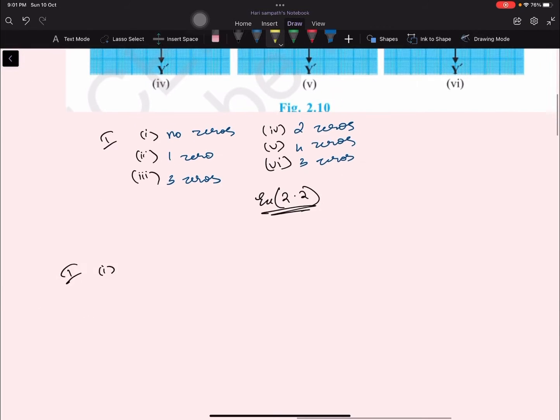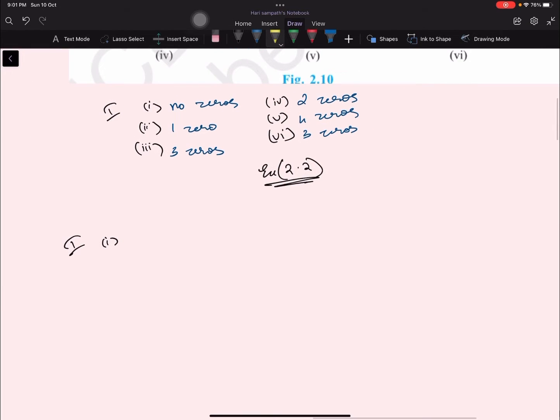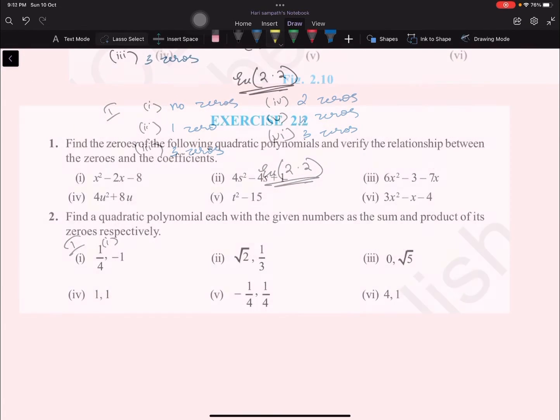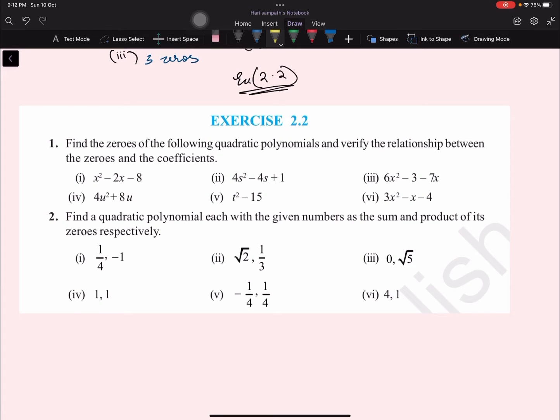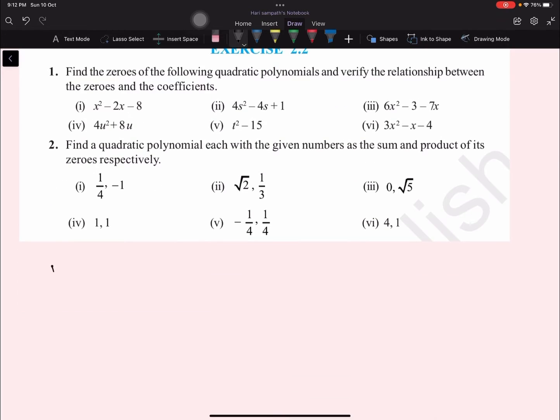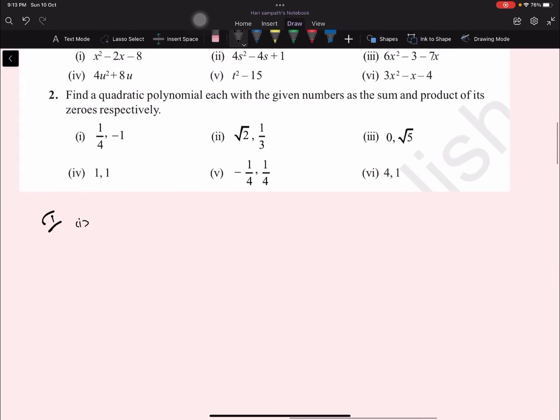Moving on to exercise 2.2. This is also a very small exercise. Let's start. The first question, we have to find the zeros of x square minus 2x minus 8. I don't think I explained this in the introduction. Let's start off with finding the zeros of the quadratic polynomial.